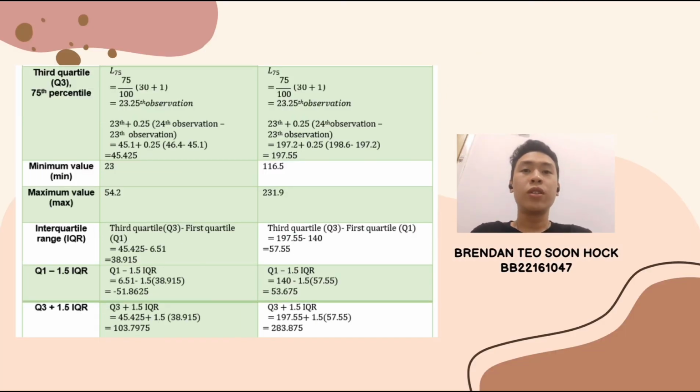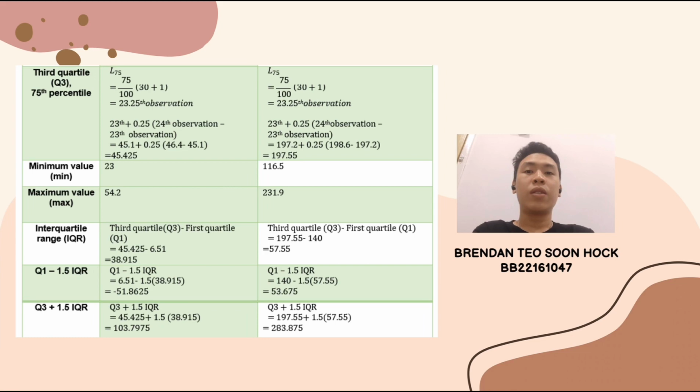For third quartile Q3, the 75th percentile is on the 23.25 observation. The value for number of visits is 45.425 million, while the value for number of purchase orders is 197.55 million. So from the table, there are minimum and maximum values for both number of visits and number of purchase orders.